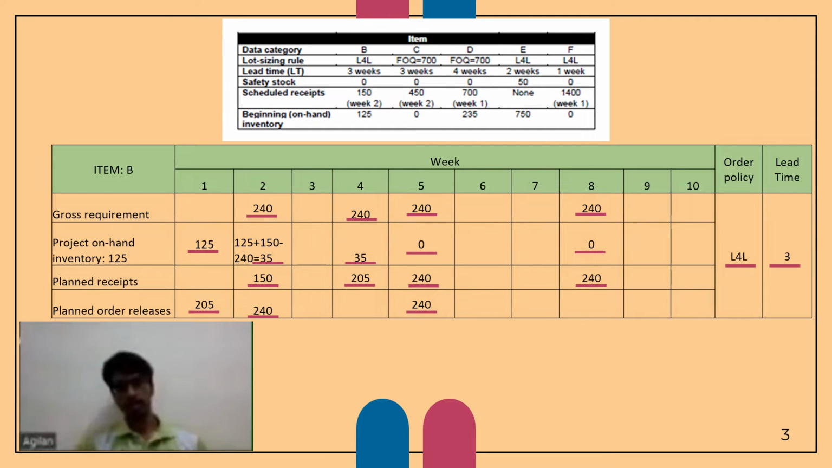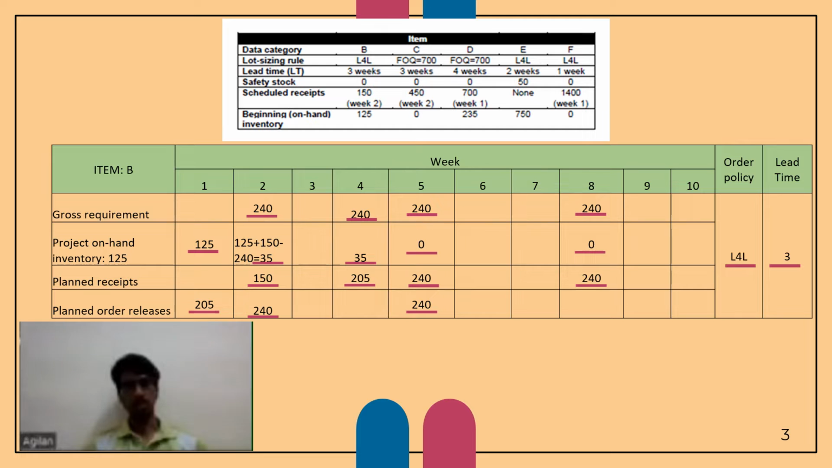So there's a branch over there. There are 5 items given, which are B, C, D, E, and F. I will be solving the data category B and C problem. So let's move on to the calculation. This is the calculation for item B. Let's start from item B.